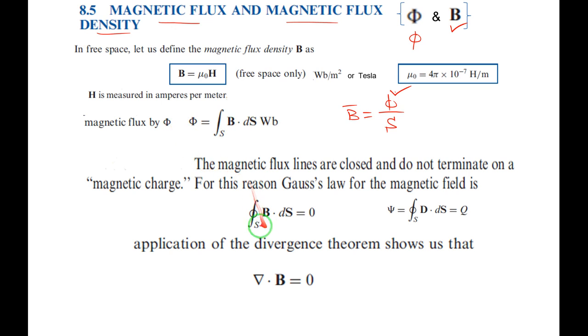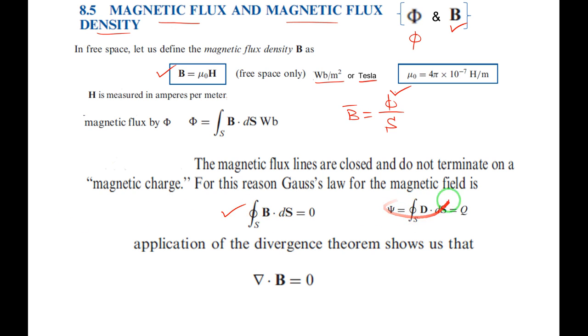Then next, we already know the relationship B is equal to mu naught H for free space. The unit of the magnetic flux density is Weber per meter square or Tesla, and mu naught is the permeability constant, 4 pi into 10 power minus 7 Henry per meter. These equations are just similar to your Gauss law.